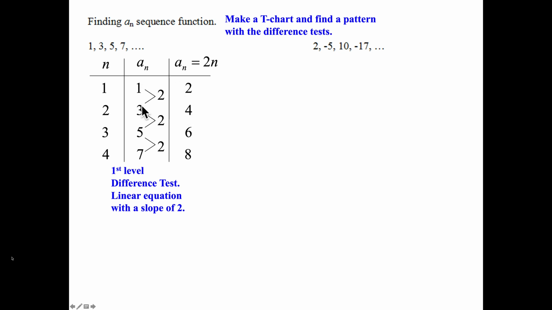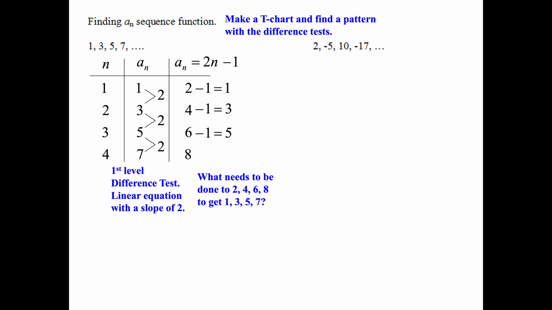The 4 to get to a 3, the 6 to get to a 5, the 8 to get to 7. I need to subtract 1 every single time. 2 minus 1 is 1, 4 minus 1 is 3, 6 minus 1 is 5, 8 minus 1 is 7. So put a minus 1 in your a sub n formula, and that's going to create those odd numbers, 1, 3, 5, 7. And sure enough, there's your numbers. It's going to work.